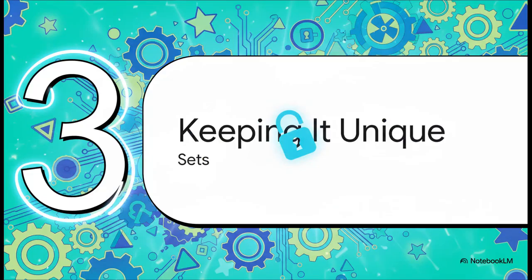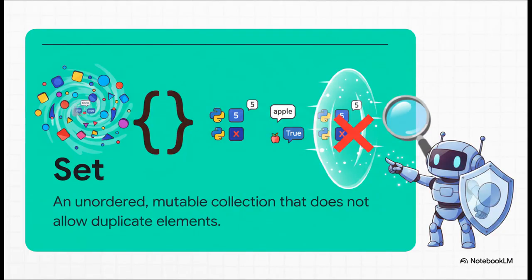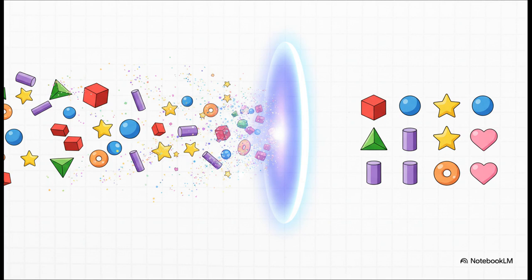All right, we're on to the final tool in our basic toolbox, and this one is called the set. Now, a set has one very specific, very powerful purpose that makes it totally different from everything else we've looked at so far. Okay, so a set is unordered and it's mutable, but here is its one single defining feature. It absolutely, positively does not allow duplicate elements. If you try to add something that's already in there, the set just ignores it. Simple as that. So the number one job of a set is to enforce uniqueness.